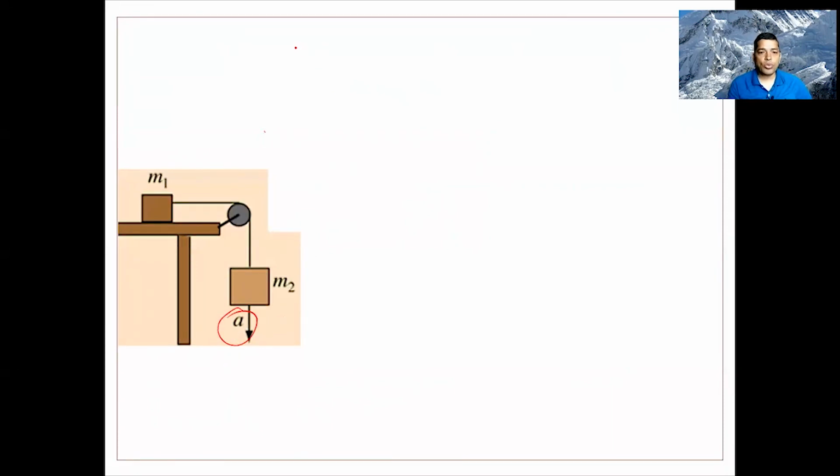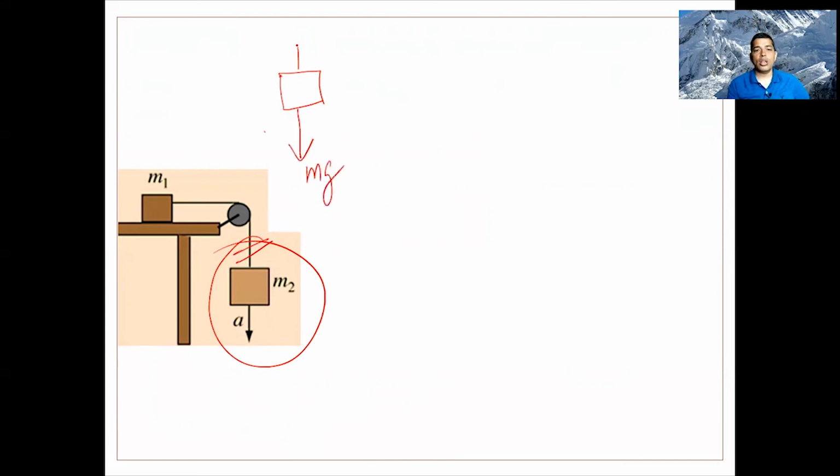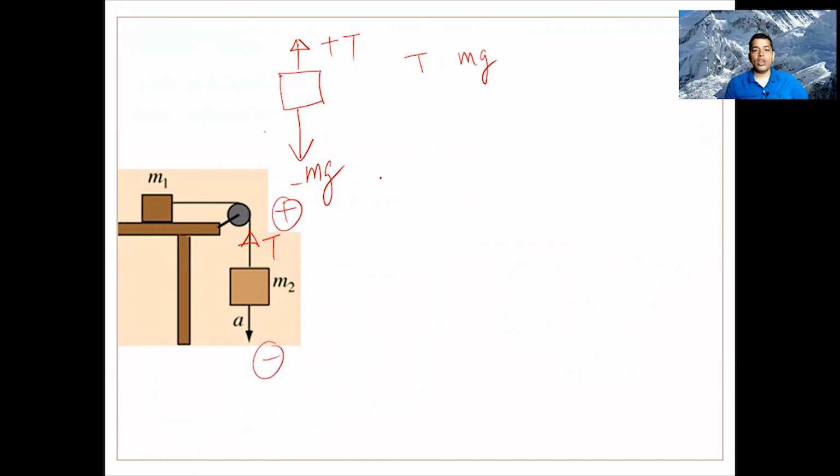So let me start with m2. Let me make the free body diagram here for m2. You just cut it free, right? And show all the forces. This is mg in the downward direction. What is there in the upward direction? Tension, right? Tension is positive and mg is negative. So what is the net force? The net force is T and mg, but you have to show the proper sign. Let's say upward direction is plus, downward direction is negative. That's why tension is positive, mg is negative. So this is the net force.